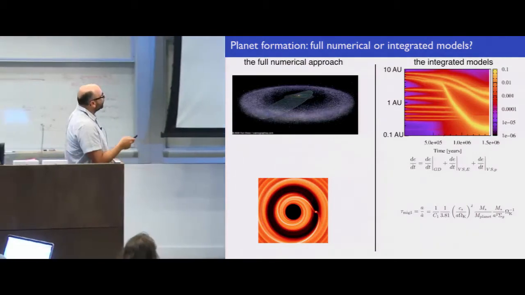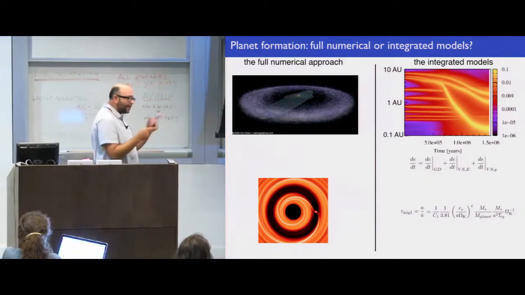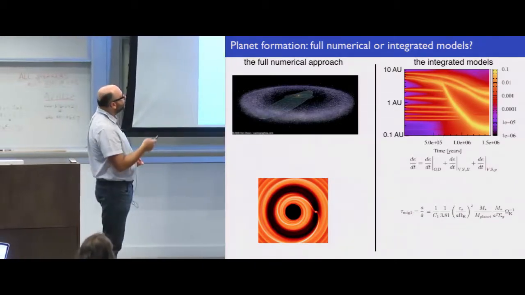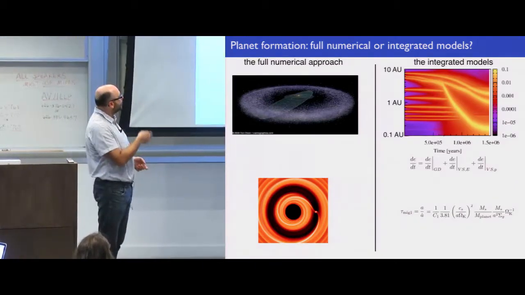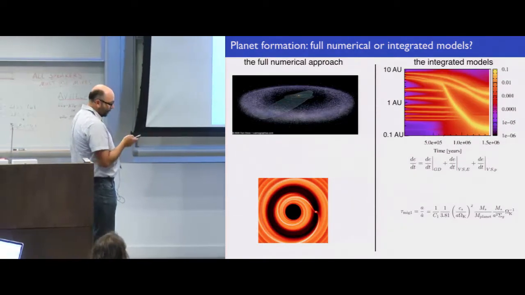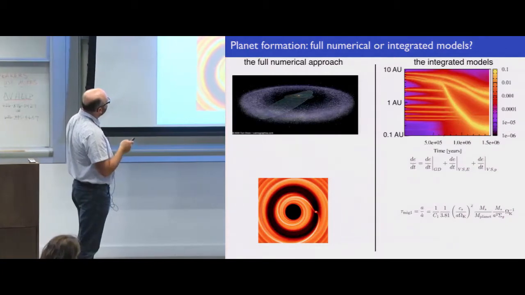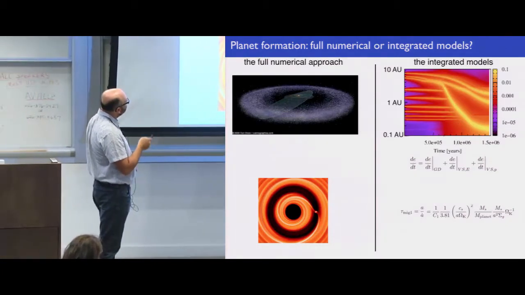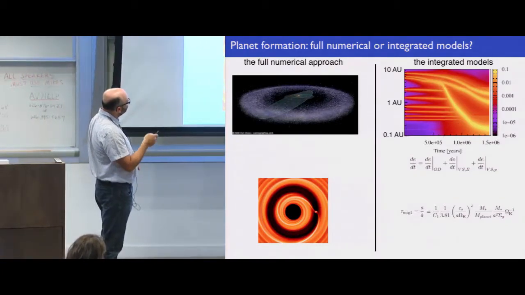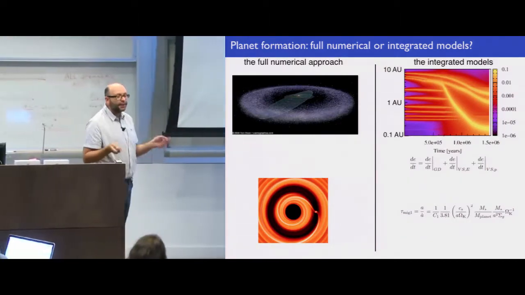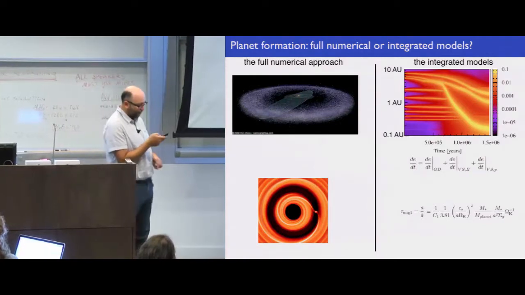So the integrated models are similar to the stellar evolution model in the sense that you have to make some simplification in order to follow the evolution of such a system over a few million years. So this is just to illustrate this. On this diagram, this is the distance from the star in AU, that's the time, so this is in a disk, and the color code gives you the eccentricity of planetesimals, okay?